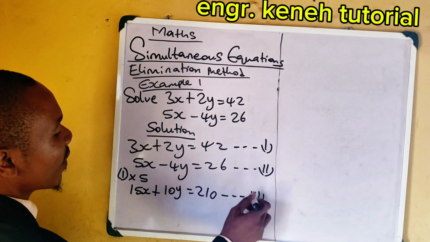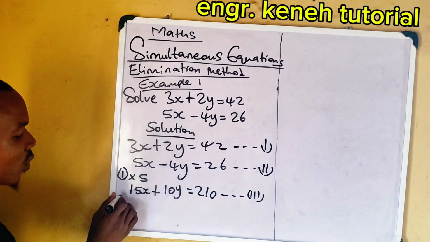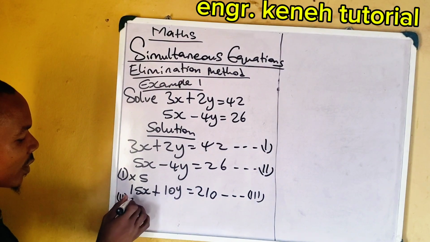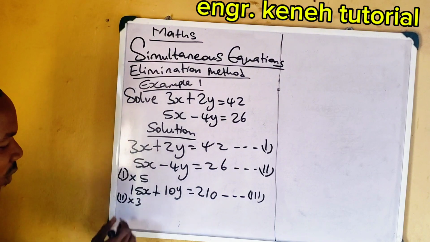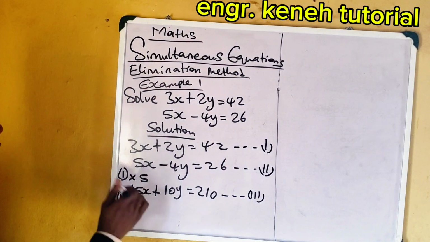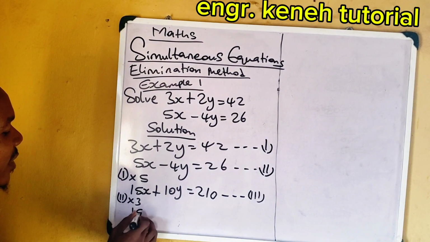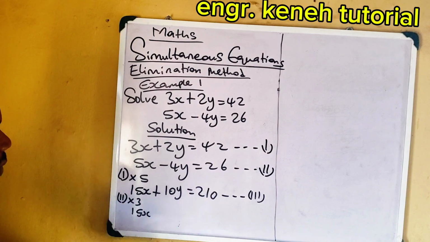I will call it equation 3. Alright, so I will come back here, I will do equation 2 times 3. Remember, my aim is for me to make these two become equal. So 3 times 5 will give me 15x. Can you see that both of them are now equal?